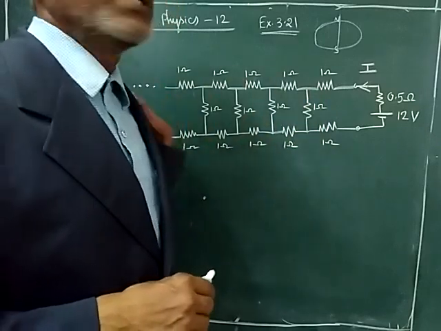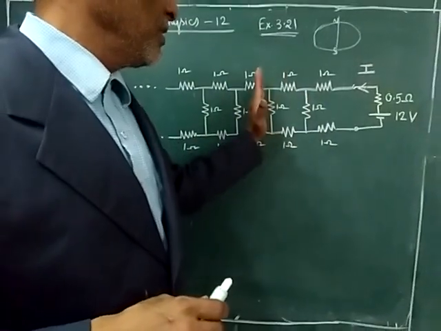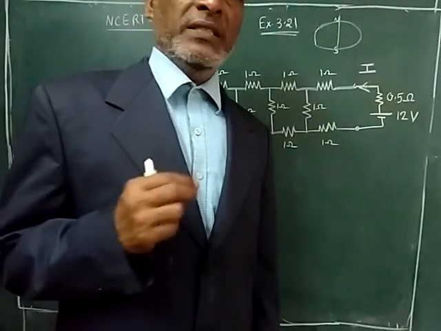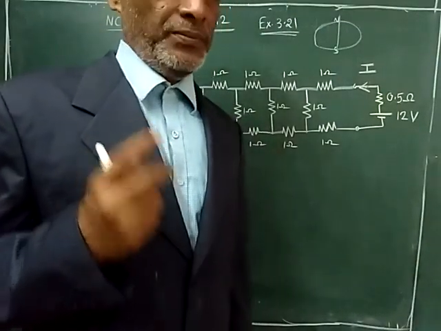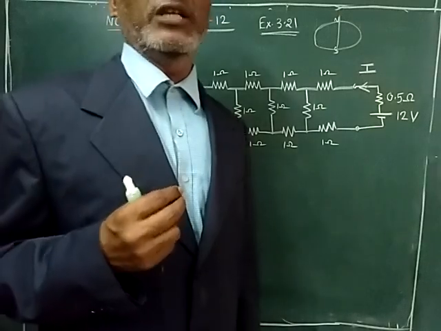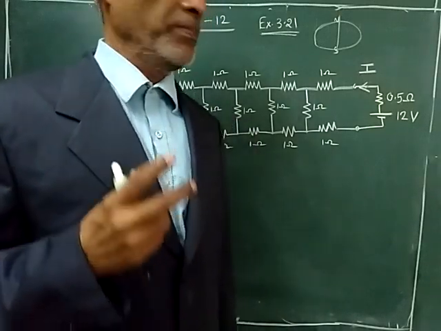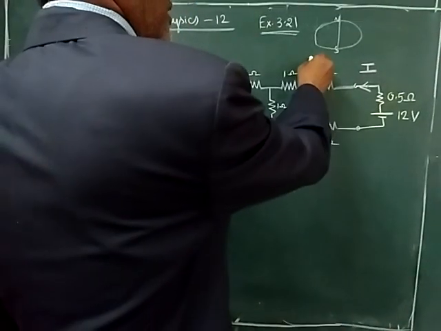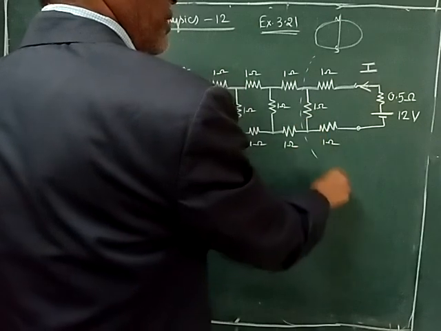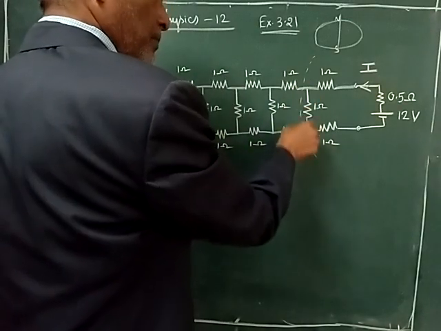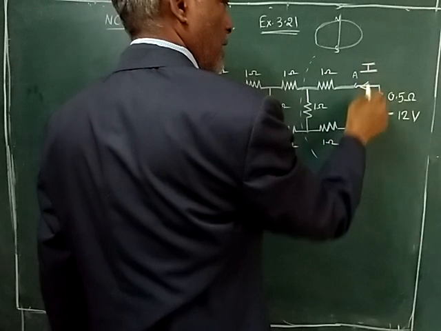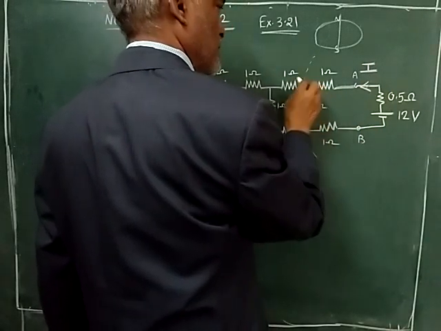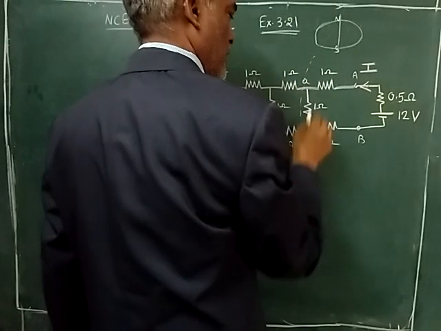And all are symmetric. Symmetric means if you see this section, it's all symmetric. So it's a tricky question. We have to find the equivalent resistance, then only we can solve the problem. First, I am viewing my resistance from these 2 points. Assume these 2 points are A and B, and between these 2 points, I assume small a and small b.